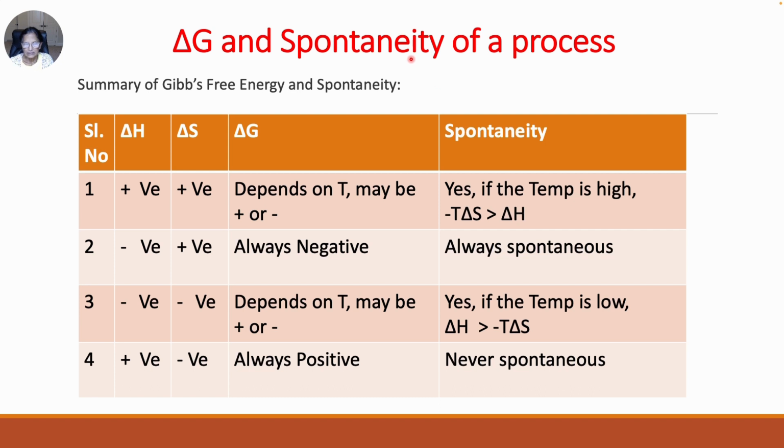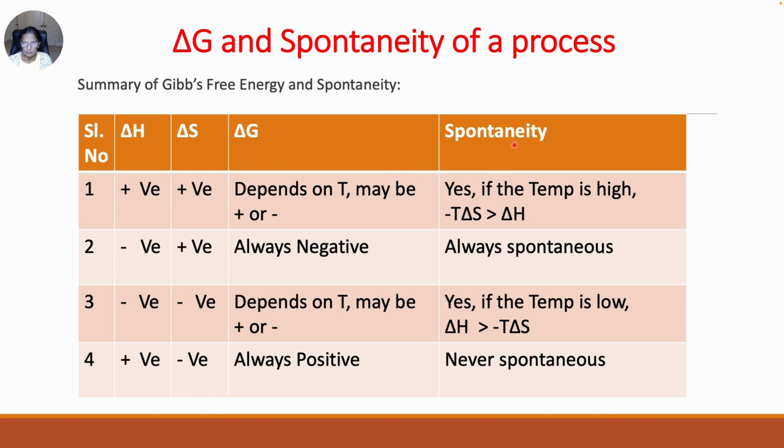Now let's see delta G and spontaneity of a reaction. Let's see the summary of Gibbs free energy and spontaneity with reference to 4 different processes. In the first process, delta H is positive, delta S is also positive. Delta G is equal to delta H minus T delta S. So this is positive, and minus of plus is minus. So for the minus to be more than the plus quantity, this T delta S must be more than delta H. Therefore, delta G depends on the temperature. Delta G may be positive or negative depending on temperature.